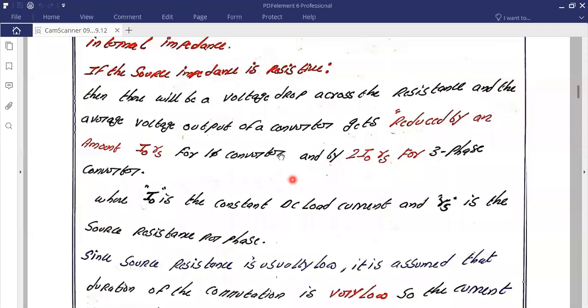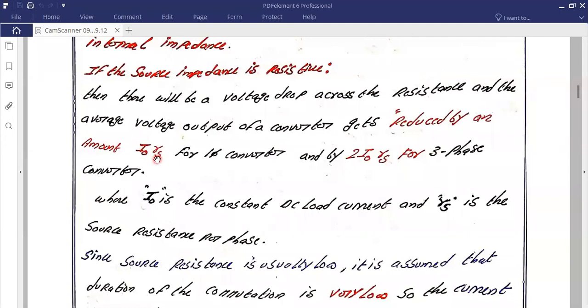Okay. As the source internal resistance is usually somewhat low, this I naught RS may not have a much higher effect. So that means you may not have any large effect over the devices.